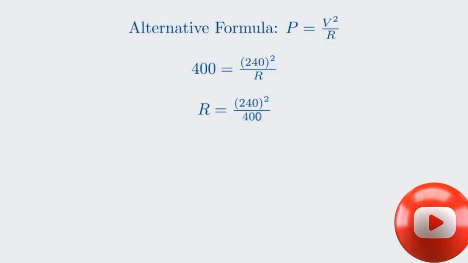Let's calculate the numerator first. 240 squared is 57,600, so the equation becomes R equals 57,600 divided by 400. Performing this division gives us exactly 144 ohms. This confirms the answer we found using the other method. So, the resistance is 144 ohms. This demonstrates that often in physics problems, there's more than one path to the correct solution. Knowing these different formulas gives you flexibility.